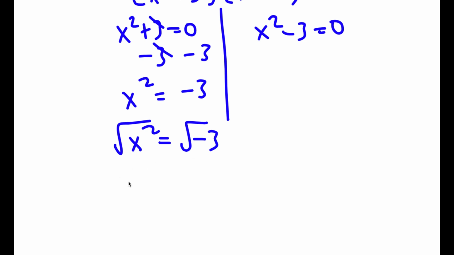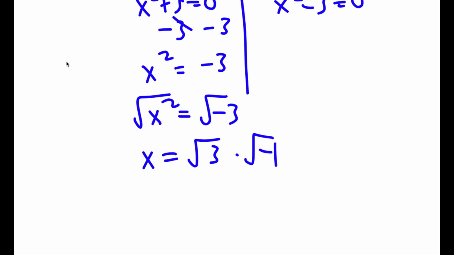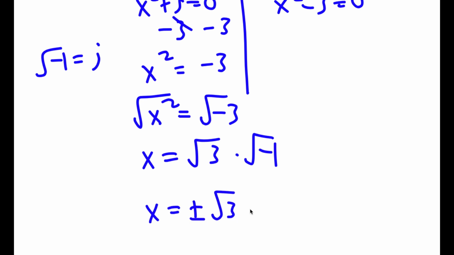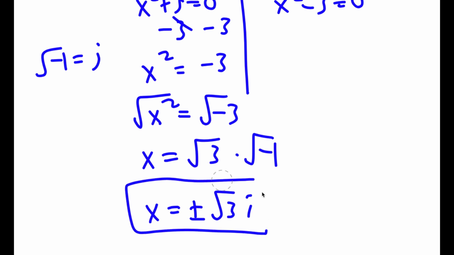Now the square root of x squared, that's simply equal to x, and the square root of negative 3, I can rewrite as the square root of 3 times the square root of negative 1. So if you guys didn't already know, the square root of negative 1 is equal to the imaginary number i. So now I have x is equal to positive or negative, by the way, this is positive or negative, the square root of 3i. So these are two solutions of x.